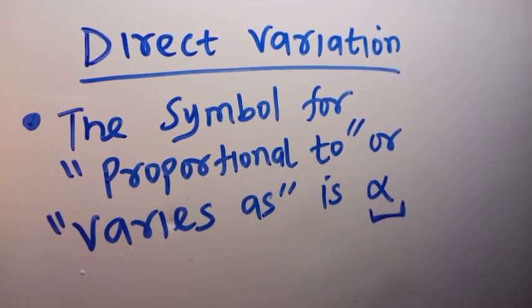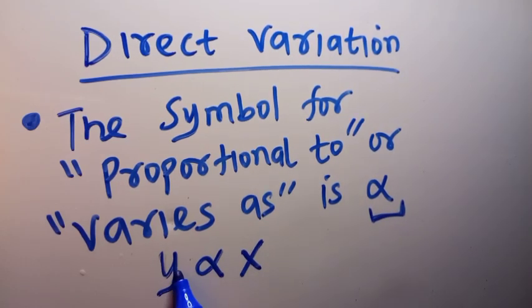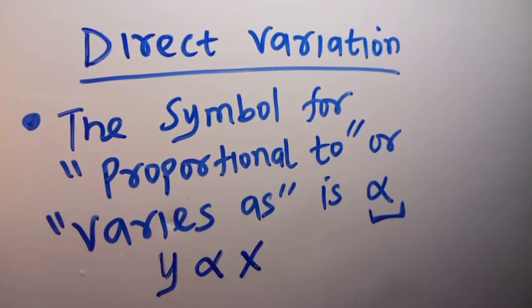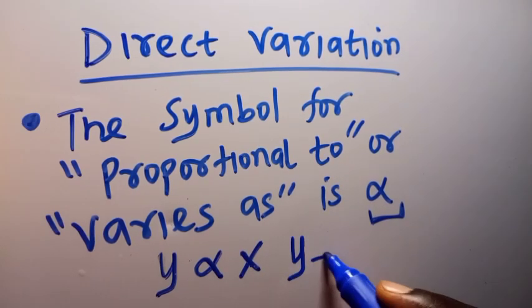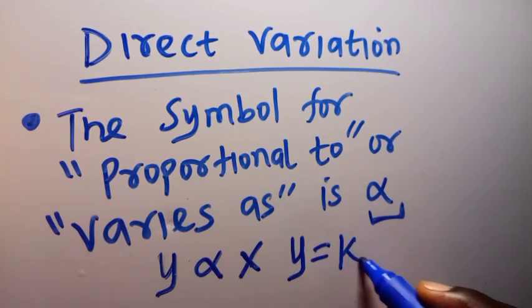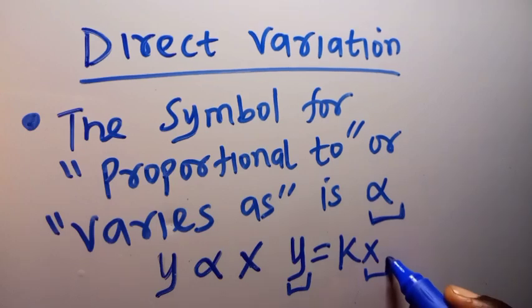For example, y varies as x. This is direct variation. Or we can say y is directly proportional to x. And when we introduce an equal sign, then we shall have y equals kx, where y is a variable and x is a variable, but k is a constant.